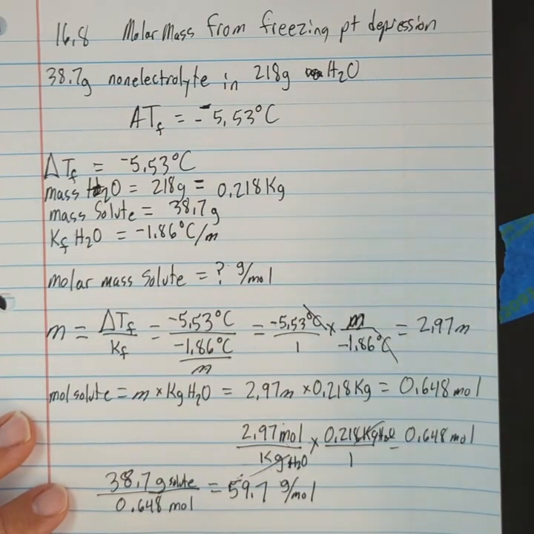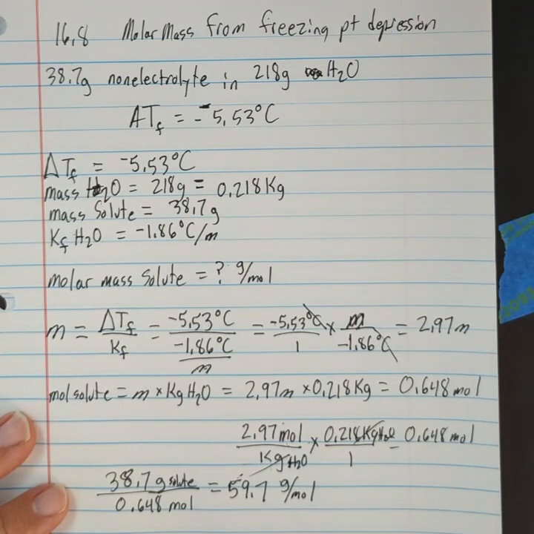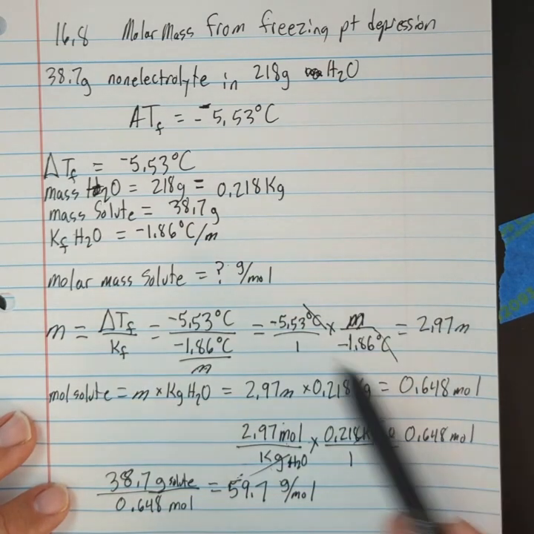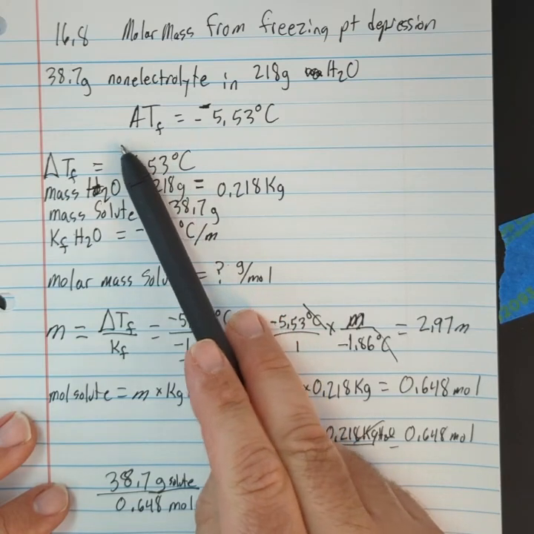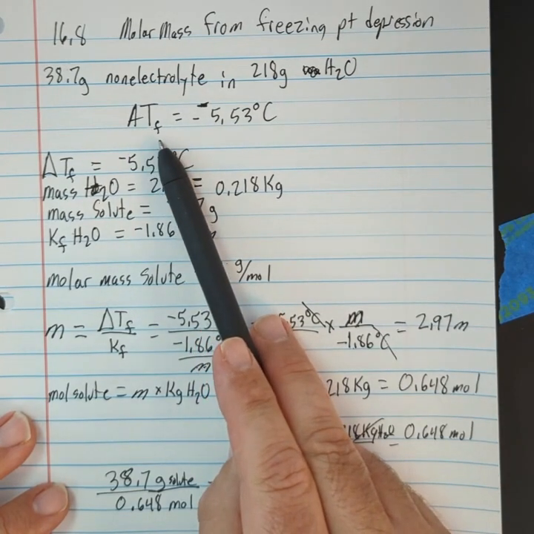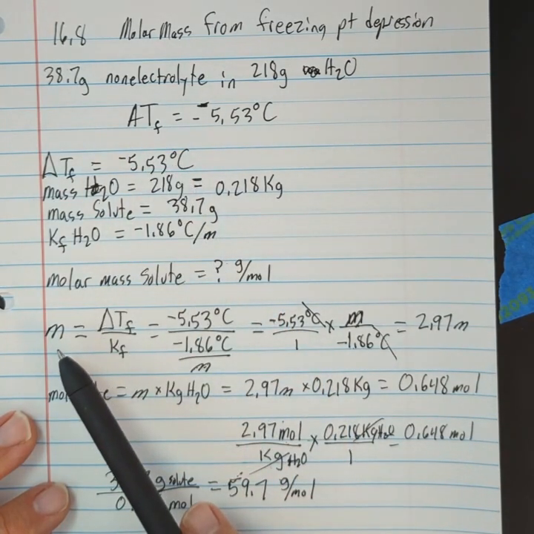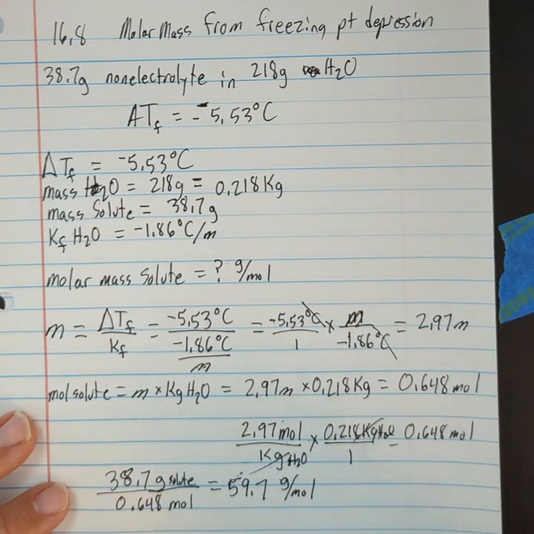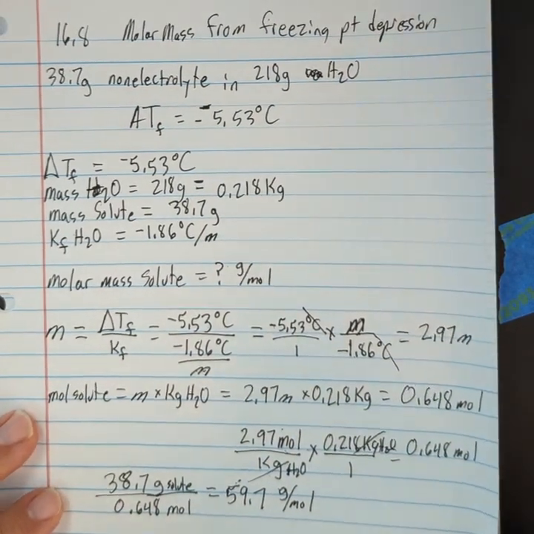All right. Knowing the molar mass is an important step in determining the identity of an unknown substance. A similar problem could be done with the change in boiling point. All right, so you would just have delta Tb if you were doing boiling point, and you could work it out pretty much the same way. All right.